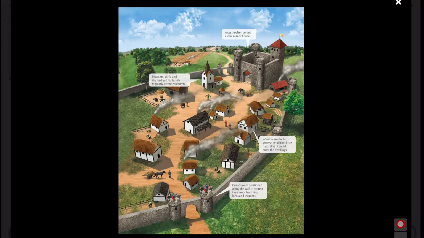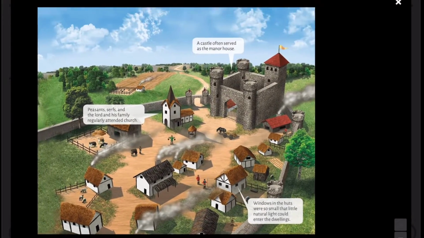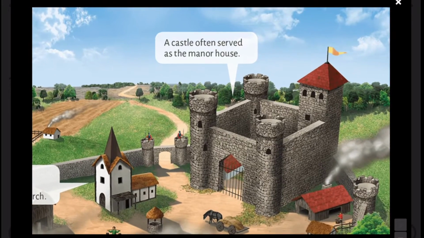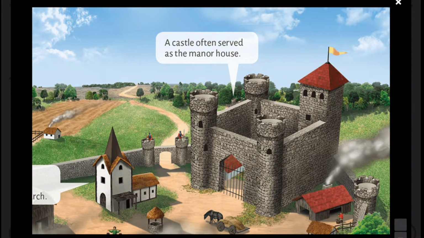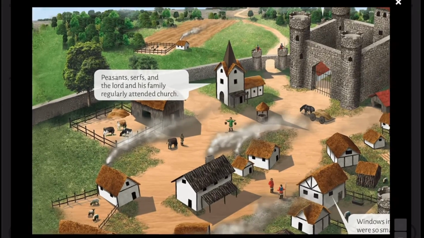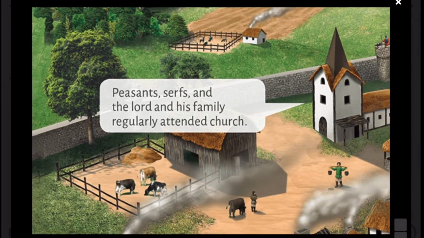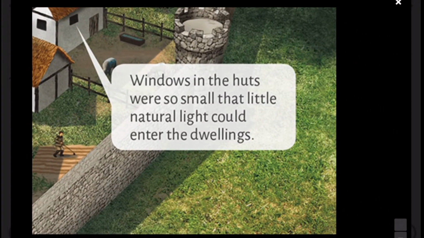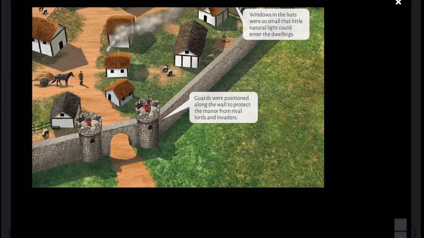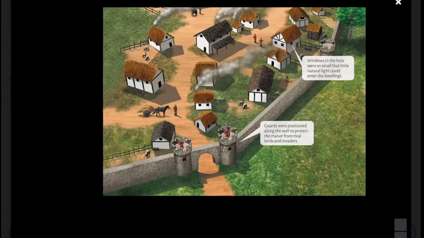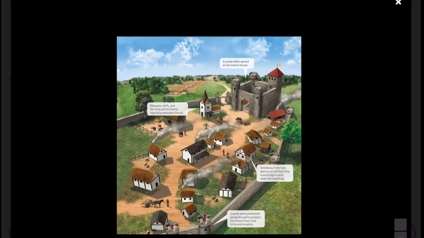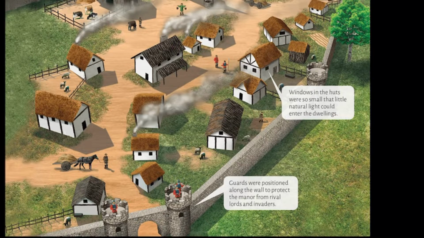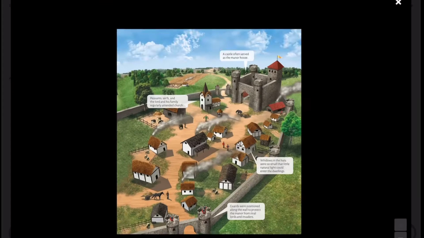In a manor system, there is a castle that often served as the manor house where the lord lives. Just like what I mentioned a while ago, there's also a church where peasants serve, and the lord and his family regularly attended church. Windows in a typical peasant or serf's house were so small that little natural light could enter the dwellings. Guards were also positioned along the wall to protect the manor from rival lords and invaders. So that's a typical manor system.